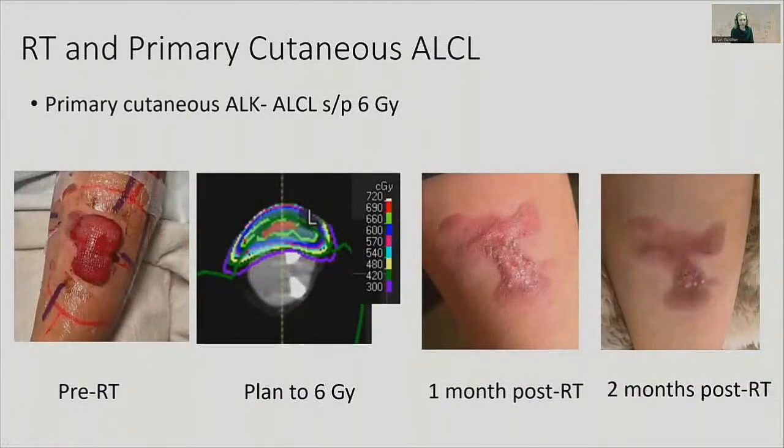This is another example of a patient that I recently treated with primary cutaneous ALK negative ALCL, and she was treated with just 6 gray of radiation therapy. So you can see this erythematous and hemorrhagic tumor involving the forearm. This was treated with superficial electrons, again, planned to only 6 gray. 1 month after radiation therapy, you see significant regression. And 2 months after radiation therapy, you see what is basically post-inflammatory hyperpigmentation with no obvious residual disease.